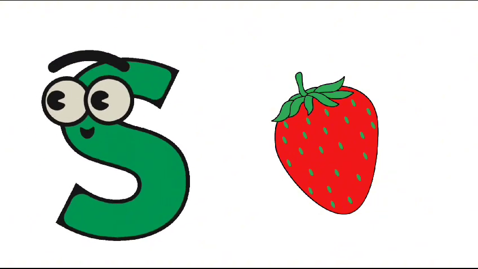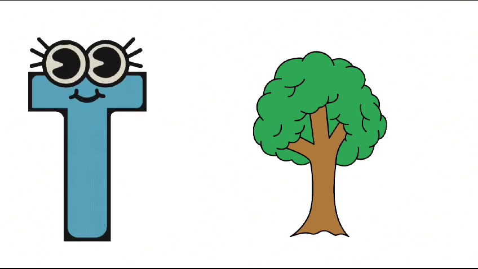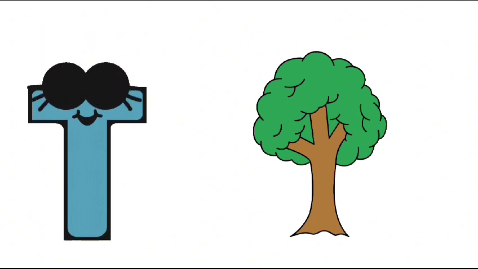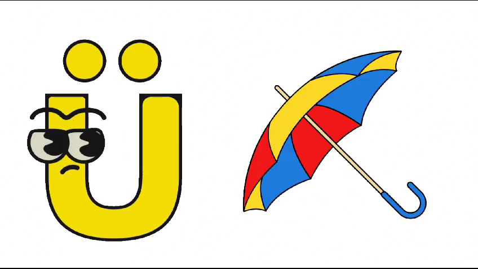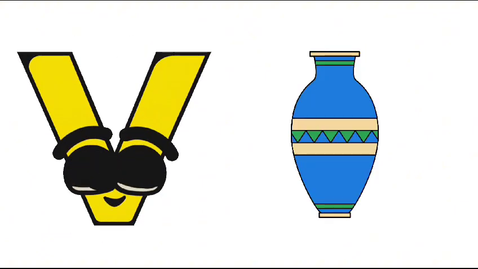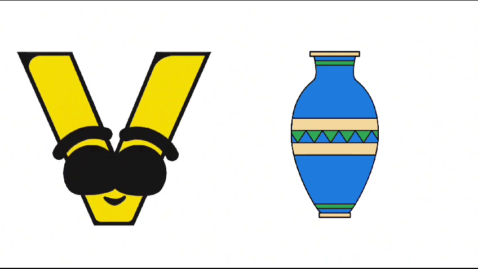S is for strawberry. T is for tree. U is for umbrella. V is for van.